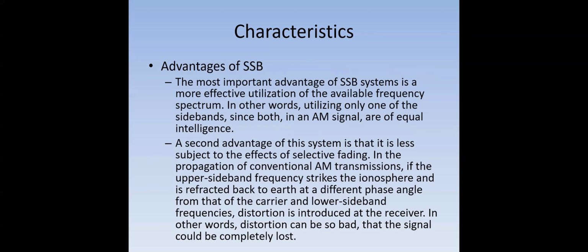In the propagation of conventional AM transmissions, if the upper sideband frequency strikes the ionosphere and is refracted back to the Earth at a different phase angle from that of the carrier and lower sideband frequencies, distortion is introduced at the receiver. In other words, distortion can be so bad that the signal could be completely lost.